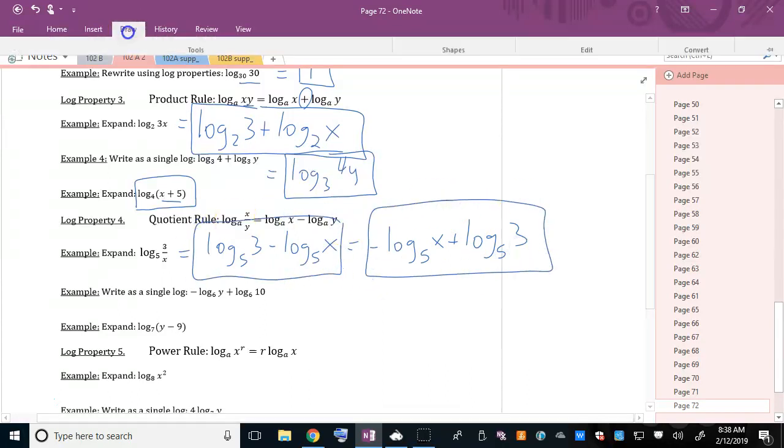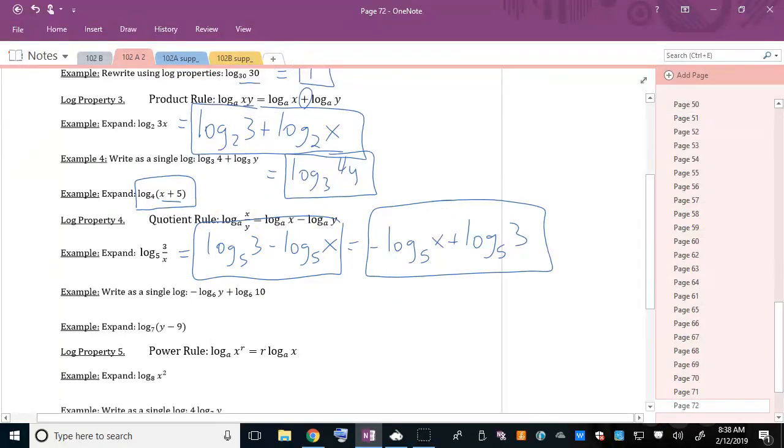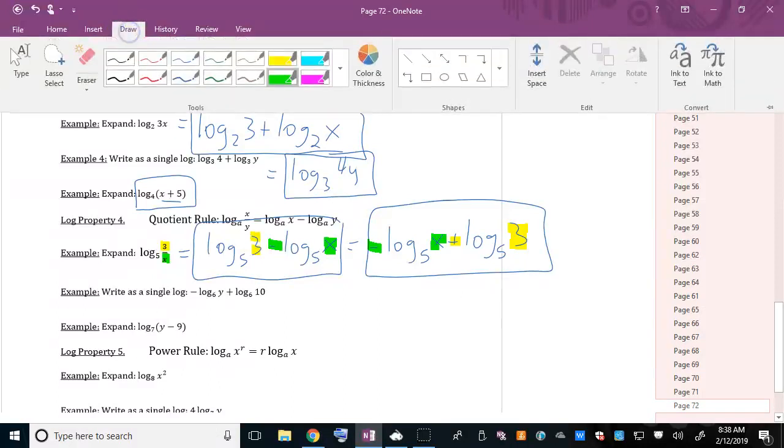The way I like to think of these, if the number comes from the numerator, so here the 3, then that log, no matter where I write it, is positive. If the number came from the denominator, so here the x, no matter where I put that log, it will be negative. But other than that, I can write those terms in any order I like.